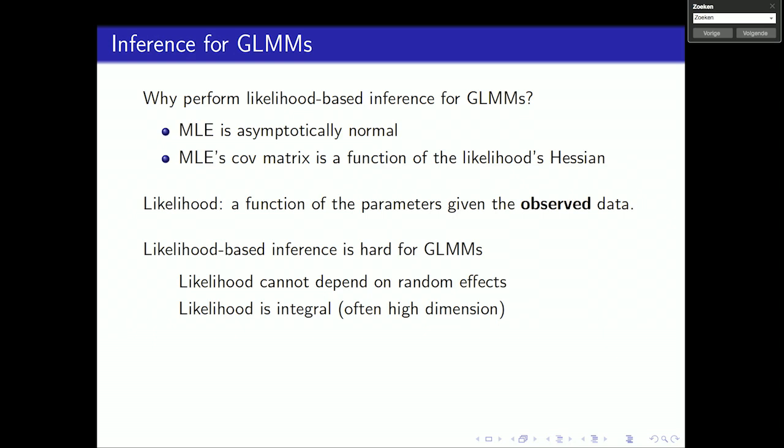All right, so hopefully we can see likelihood-based inference includes a whole lot of stuff that you've probably talked about before. But in case you are still doubting likelihood-based inference, one more reason that we would want to do likelihood-based inference for generalized linear mixed models is that the maximum likelihood estimator is going to be asymptotically normal. And then when we want to find the covariance matrix of the parameter estimates, that's going to be really easy. We just need to take the second derivative of the likelihood function.